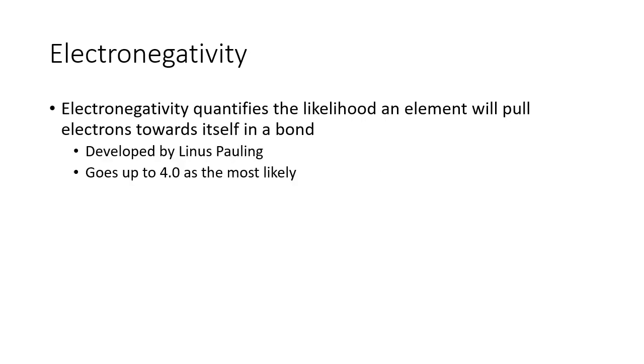So what is electronegativity? Electronegativity quantifies the likelihood that an element will pull electrons toward itself in a bond. It was developed back in the day by Linus Pauling, and it goes up to 4 as the most likely to pull electrons. So the most electronegative element is given a value of 4, and everything else is below that. There are a couple of 1s, but most things fall in the 2 region.